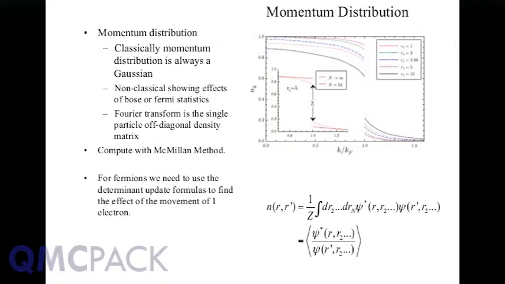Here's the momentum distribution. I won't say how you calculate this. McMillan actually calculated this, but this is again the electron gas, and it shows this is the step at the Fermi surface.